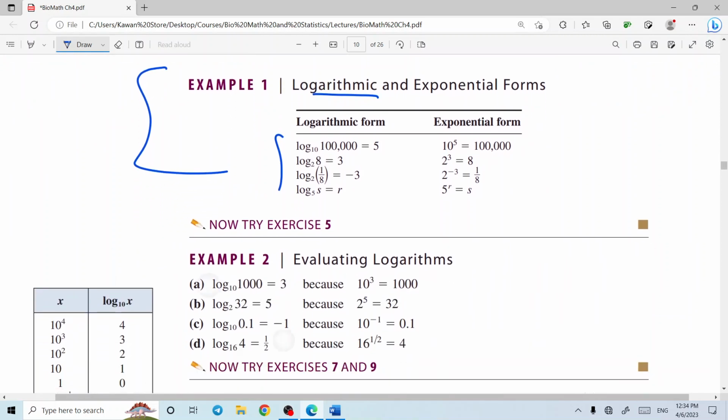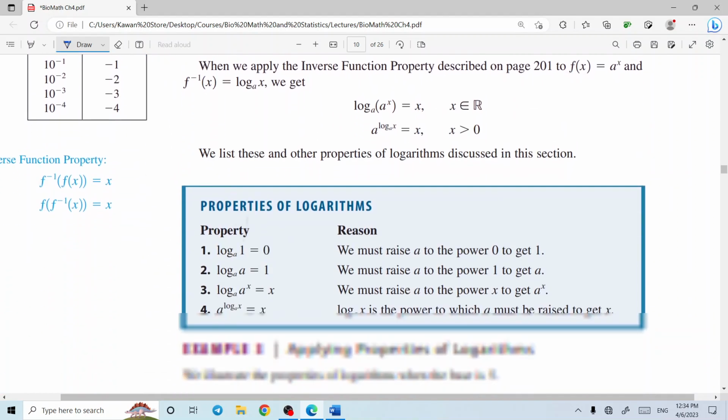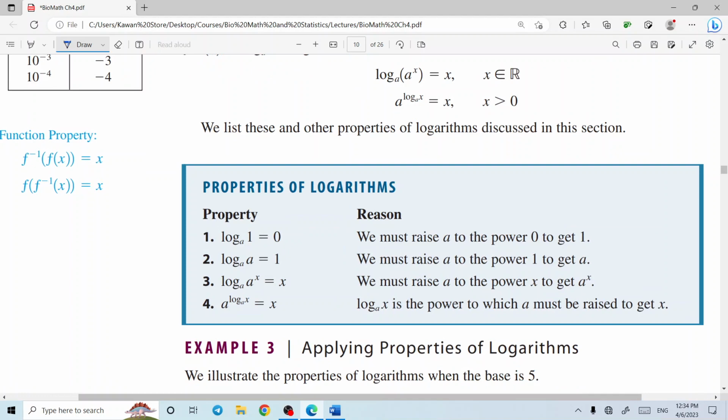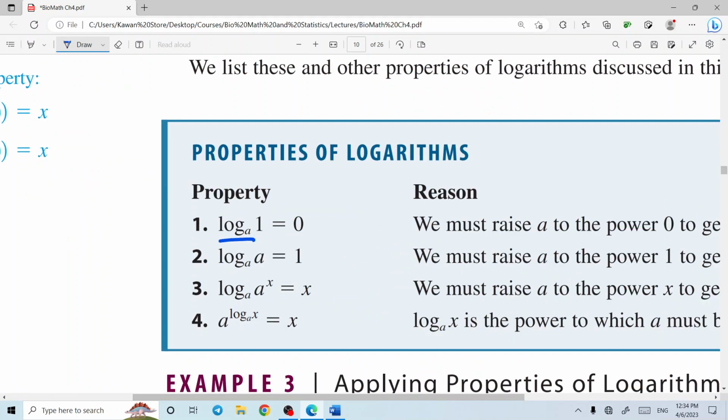Now, this is the property. I'm going to talk about this one later. The important thing is that this property is very important. Let me start with that one. Then later I'm going to the graph. So I'm going to the graph first.